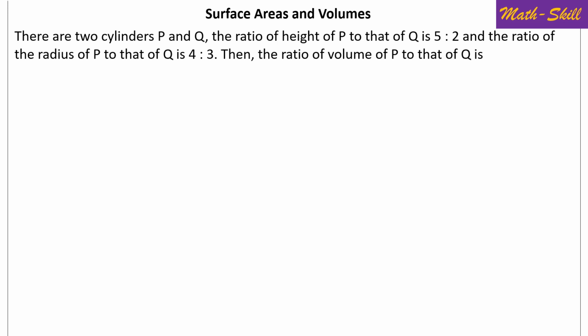I've noted down the problem. So it is given that there are two cylinders, cylinder P and cylinder Q, such that the ratio of height of cylinder P to that of cylinder Q is 5:2 and also the ratio of radius of cylinder P to that of cylinder Q is 4:3. We will have to find the ratio of volume of P to that of Q. Let's note down the given data.